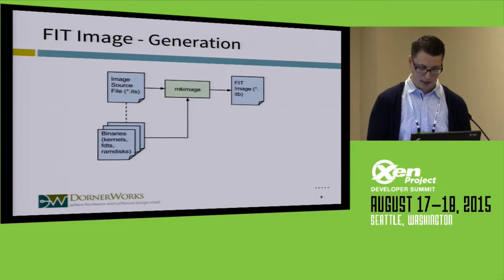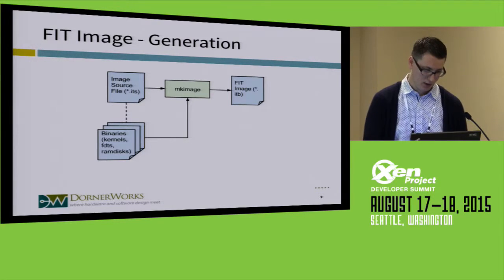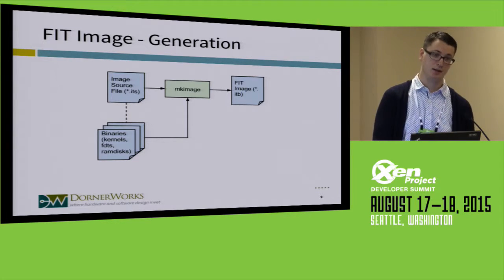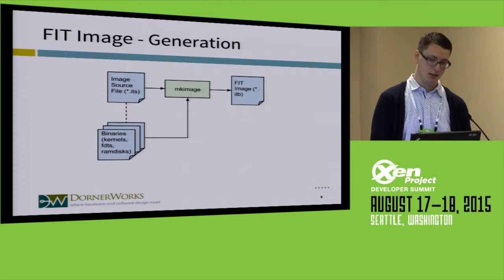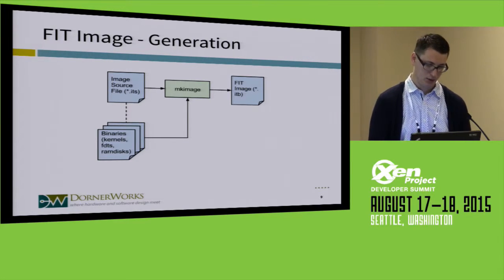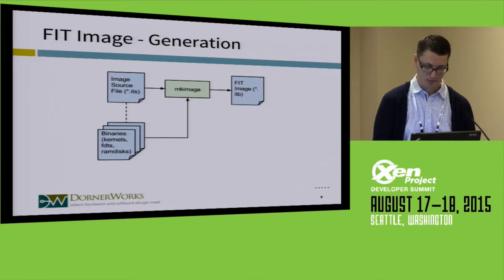So when generating a FIT image, the image source file references and defines all of the images that need to be in the built FIT image. So the mkimage utility then uses the image source file and all of the binaries that the image source file references and generates the single FIT image, or usually .itb file.